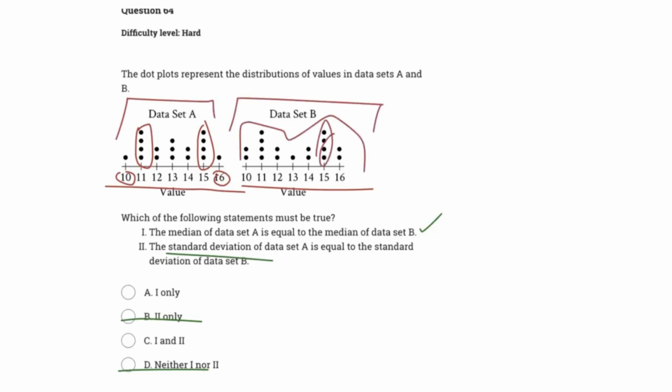Dataset B has the same number of points at 15 and 11, but only 1 point at 13. Whereas dataset A has a more condensed standard deviation because of all those points at 13. And so their standard deviations cannot be the same. Therefore, the correct answer here is going to be A.